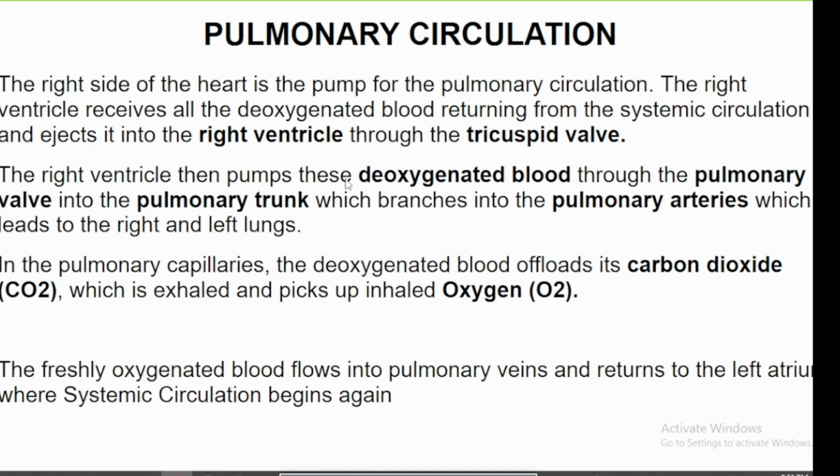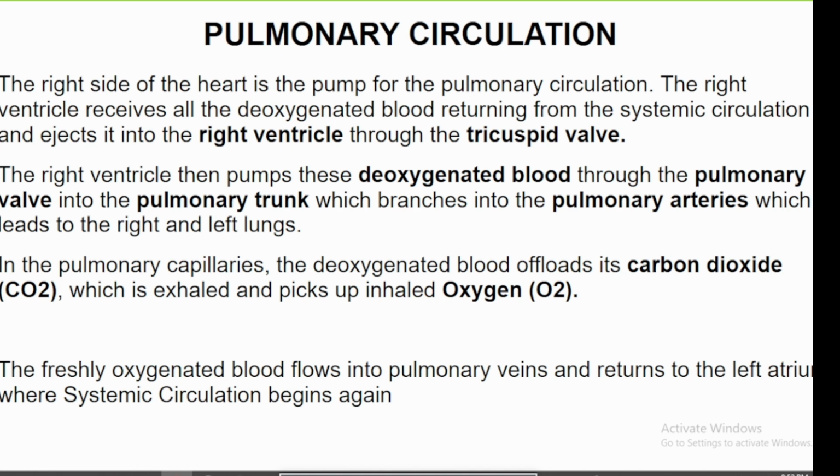So the right ventricle then pumps this deoxygenated blood through the pulmonary valve into the pulmonary trunk, which branches into pulmonary arteries, which lead to the right and the left lungs. Don't forget, in pulmonary circulation we will just be hearing "pulmonary" because we are now moving to the lungs for oxygenation. Don't worry, when we get to the image you will understand better.